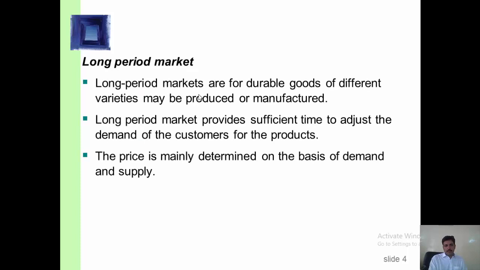Long period markets are for durable goods of different varieties, may be produced or manufactured. Unlike the short period market, the long period market is for durable goods. Short period market is for perishable goods, and the long period market is for durable goods. Durable goods are those goods whose life is more, which can be used for a longer period of time, for years.